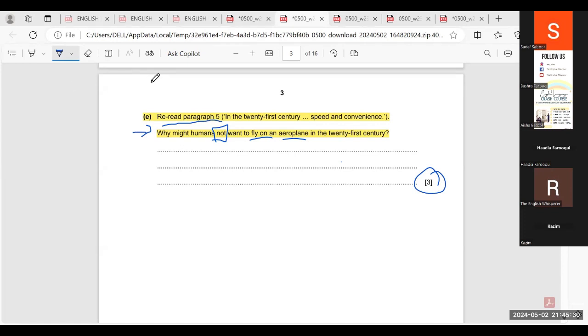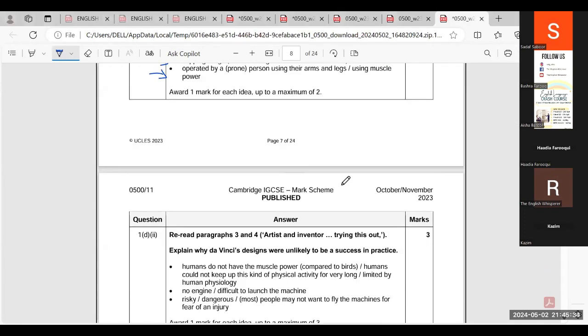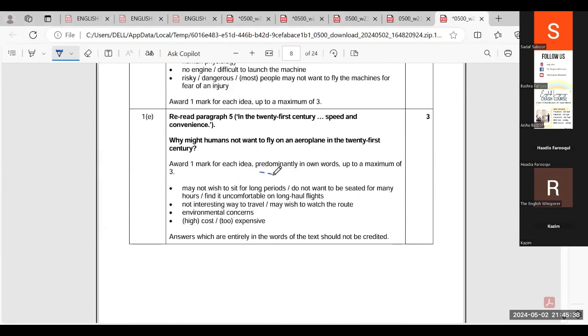Bisma, just write the points down, right? Again, we go back to the answer key for clarity. The answer key is just asking you to answer predominantly in your own words. The only thing, oh, you're right. Bisma, you're right. It says it over here. They may not wish to sit for long periods. My goodness, I marked this wrong for my students.